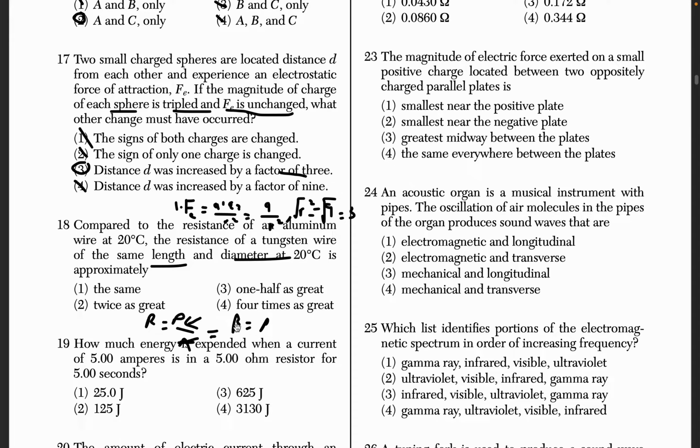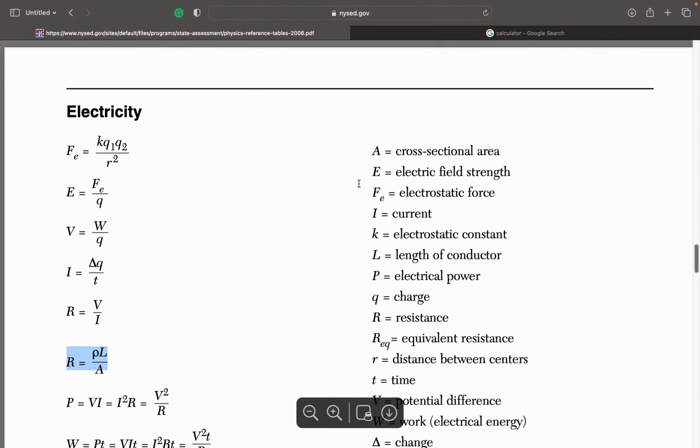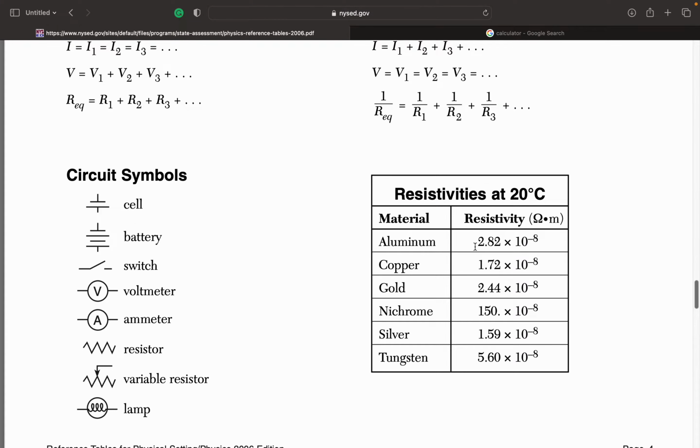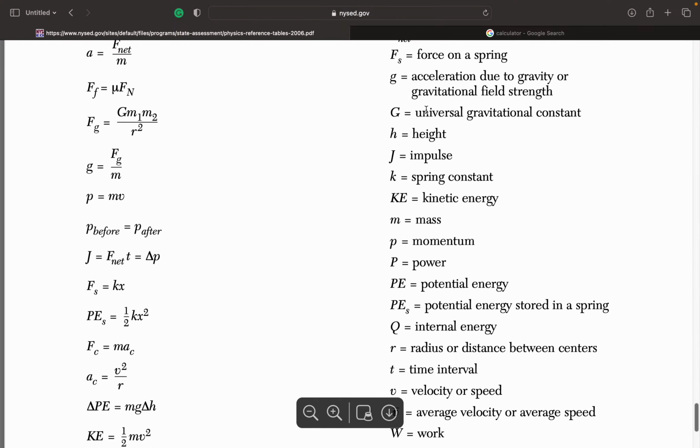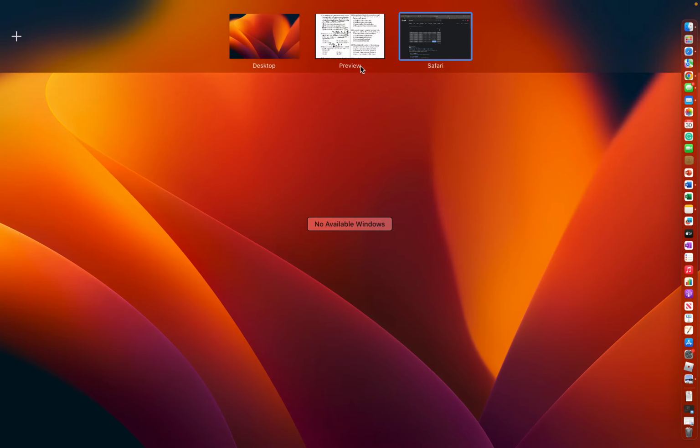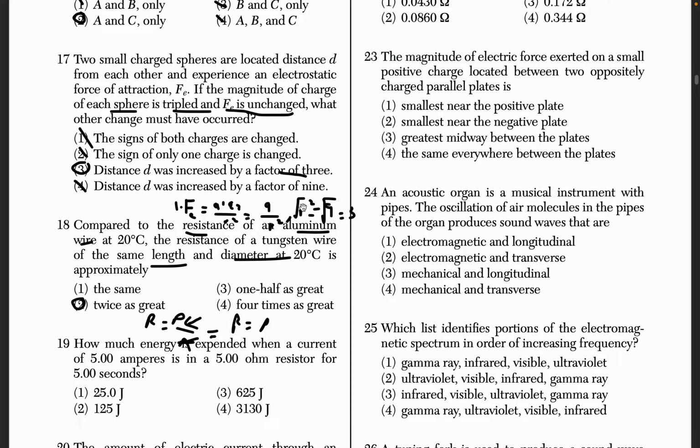So whichever one has the greater resistivity will have the greater resistance, right? So compared to the resistance of aluminum wire, the resistance of tungsten. Let's look at the resistivities. Aluminum is that, and tungsten is that. They have the same exponent, so you could just do 5.6 divided by 2.8. That's approximately double. It's not approximately, it's double that of aluminum, the resistance for tungsten. So it's twice as great, because it's asking for, compared to the resistance of aluminum wire, which is 2.82 times 10 to the negative 8, and then the resistance of tungsten is 5.62, which is double.